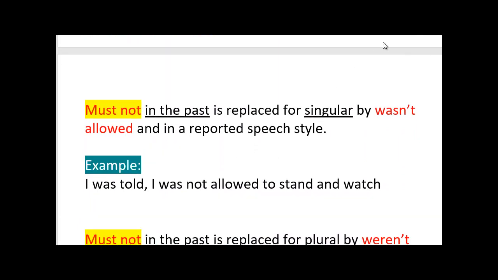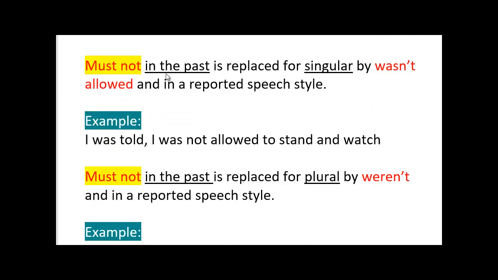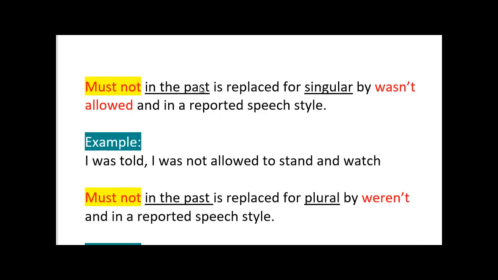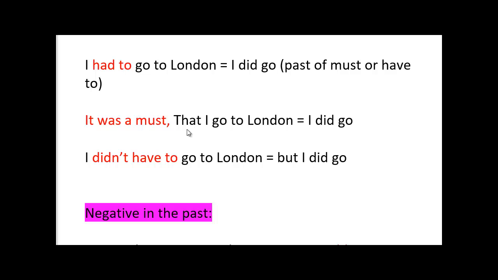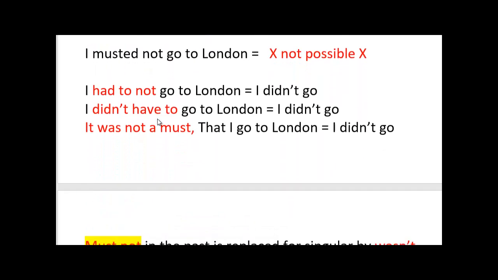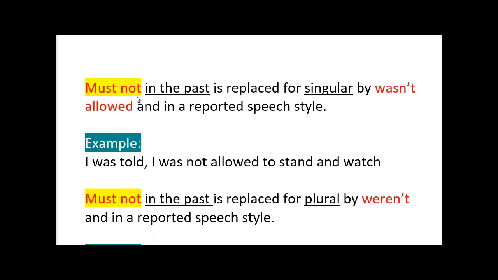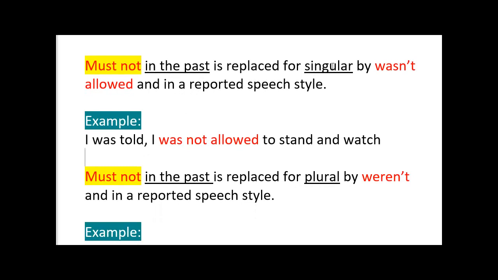Moving on, for another negative here, we have something we need to talk about. Yes, here is what I told you before about using "was." "It was not a must," or, using "it was a must" for positive and affirmative. And for negative, if we say "must not" for the negative, in the past it is replaced, if we're talking about one person, by "wasn't." So example, "I was told I was not allowed." Got that, guys? "I was not allowed to stand and watch." That is for a singular, one person.